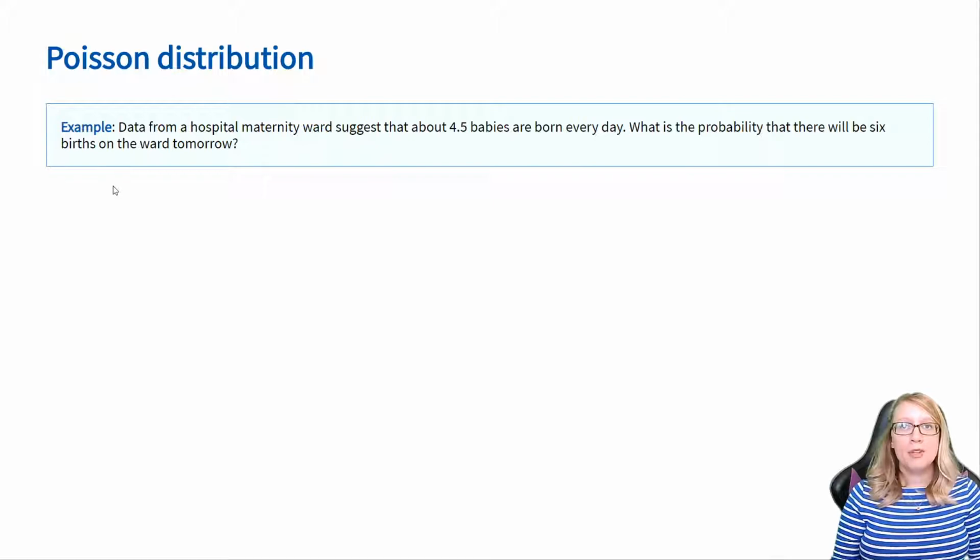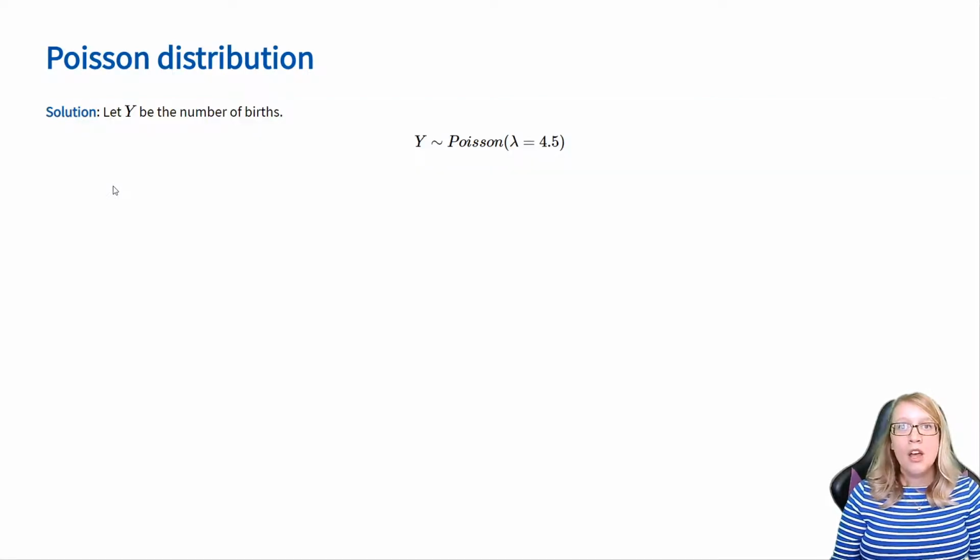We have data from a hospital maternity ward that suggests that about 4.5 babies are born every day, so the average is 4.5. What's the probability that there will be 6 births on the ward tomorrow? Well, it turns out that the lambda parameter for the Poisson distribution is used to represent the mean over a particular point in time or a particular area in space. So y will be the number of births. Because we know that the average number of births is about 4.5, we'll say that lambda for this distribution is 4.5. So then the probability that y is equal to little y is e to the negative lambda times lambda to the y divided by y factorial.